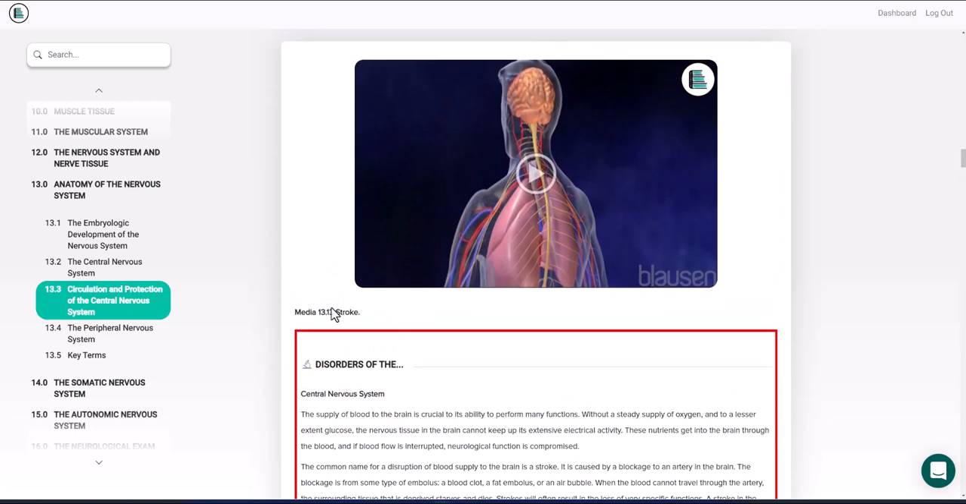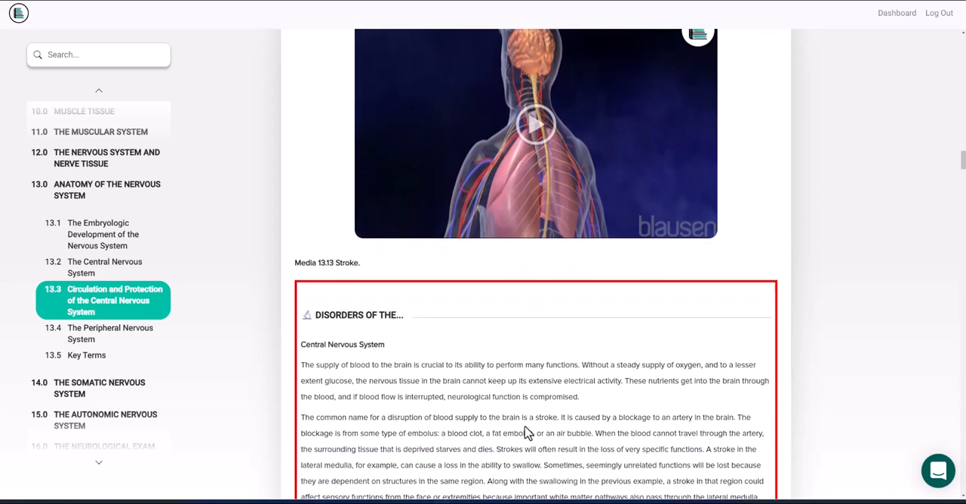Stroke is basically when the blood supply to the brain is disrupted. Now, strokes can happen in two different ways. One, there can be a bulging and a breaking, what's called an aneurysm of a blood vessel. So whenever an artery bursts, typically from high blood pressure, right? This is why high blood pressure is what they call the silent killer, because a person will not have really any symptoms from their high blood pressure.